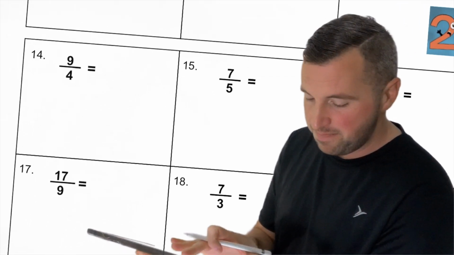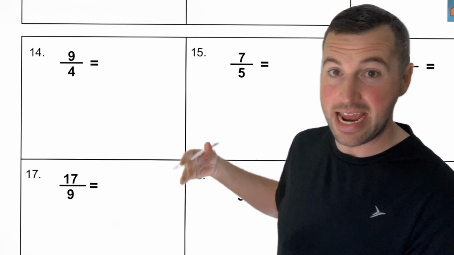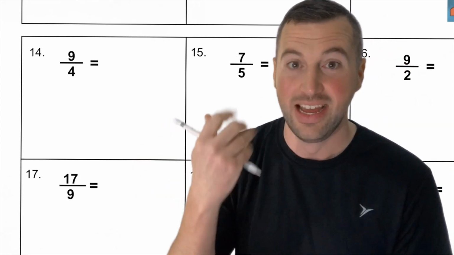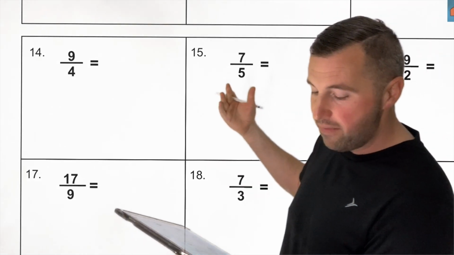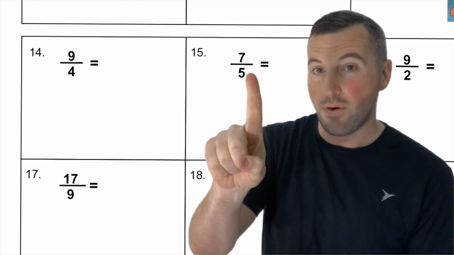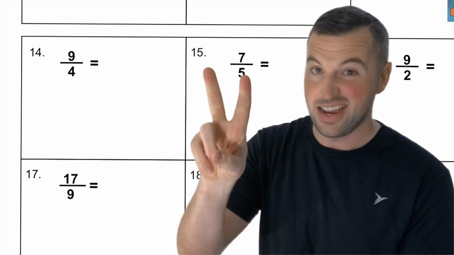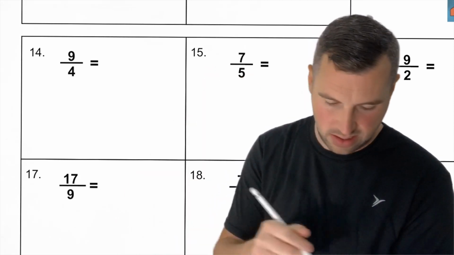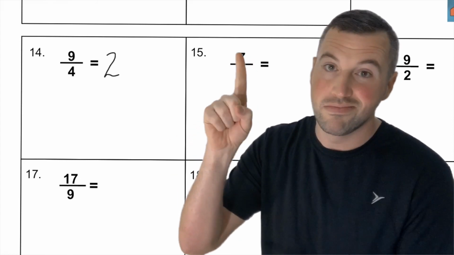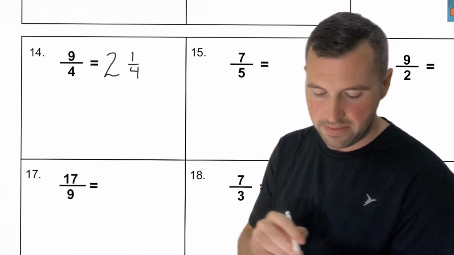Number 14, let's look at this together. I have 9/4. Name that whole. When I say name that whole, I want you to, in your head or out loud, say 4/4. So I'm going to pull out the 4/4. How many 4/4 do I have? Let's count it. So 4/4, 8/4. I can't go another one. So 2 wholes. And how many are left over? 1 for the 9/4. So here we go. So we have 2 1/4.